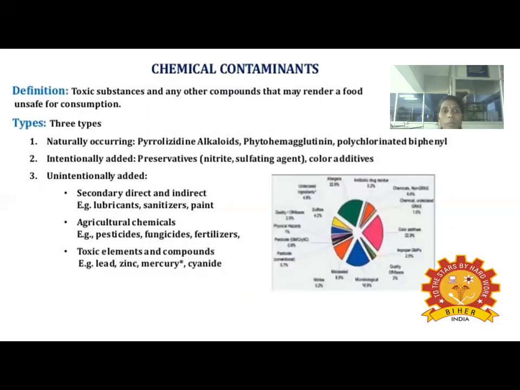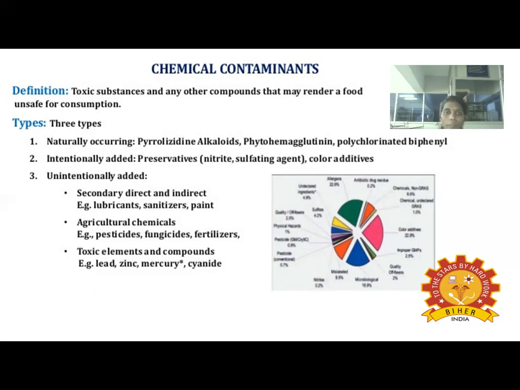Then chemical contaminants. These are chemical substances and any other compounds that may render a food unsafe for consumption. There are three types: naturally occurring, intentionally added, and unintentionally added.